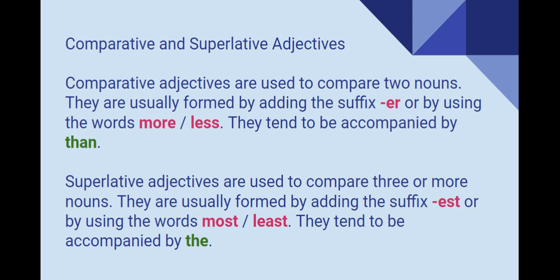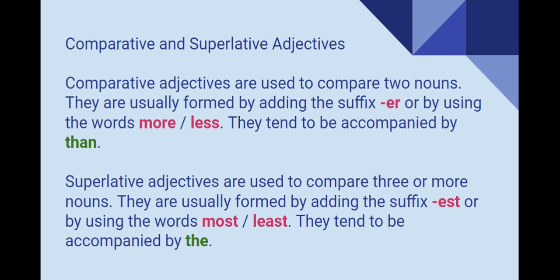They are usually formed by adding the suffix -er at the end of the word, like big, bigger, or by using the words more or less: more expensive, less interesting. And they tend to be accompanied by the word than. However, it is not necessary. We'll take a look at that more during class.